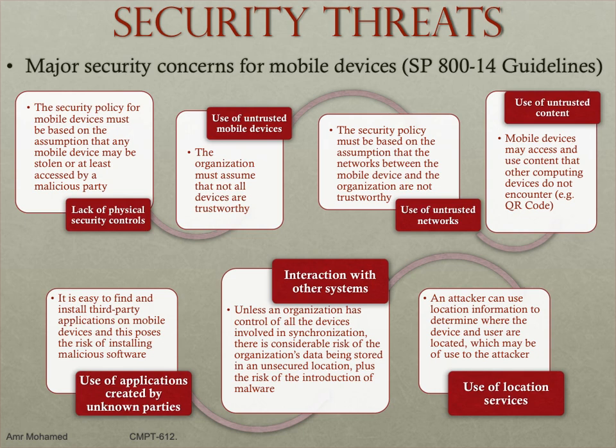Interaction with other systems. Unless an organization has control of all devices involved in the synchronization. This talks about Dropbox, for example. You have synchronization, right? Your device, once it gets access to Dropbox, synchronizes the content. Content from your device goes to Dropbox. This content might be private, and now it's getting outside the network to a third party that you don't necessarily trust, right?